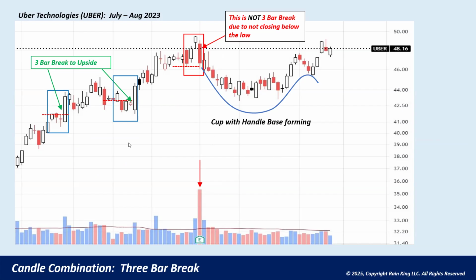Correct. And also when you start to look at the bottoms of bases, you will start to find three bar breaks to the upside along the lows of a base. Now, there's some spirit there with a few, but there's nothing super textbook there. There's one right there. Yeah.